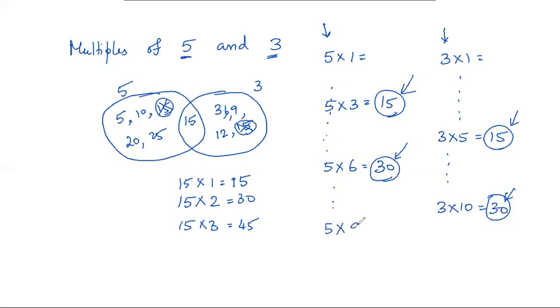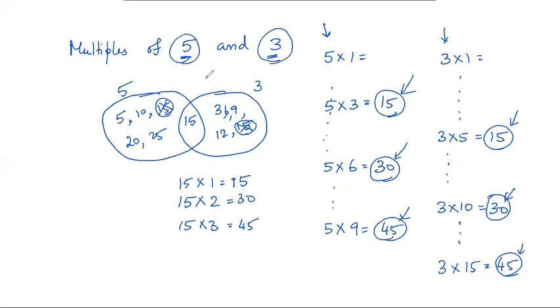Here I can say 5 nines are 45. Same thing here, 3 fifteens are 45. So we have 45 to be the common multiple. Correct? Whenever we have two different numbers which do not have any common factor, in that case their common multiple will be the product of the two numbers. 5 threes or 3 fives, that has become a common multiple.